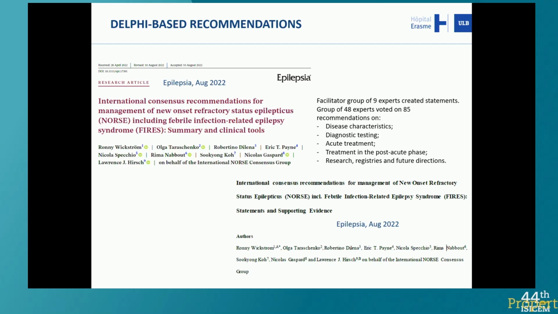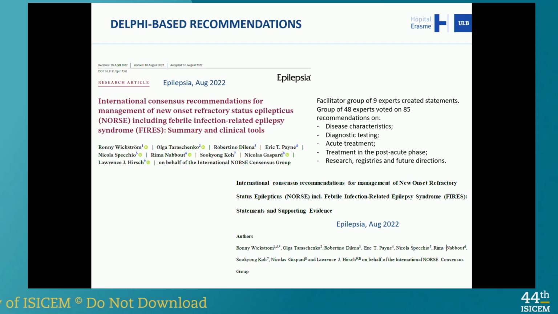We've put together some Delphi-based recommendations on how to approach a patient with NORSE or FIRES. There are two versions of the recommendations. I don't recommend this one. It's 85 pages plus supplements, so it's quite a bit. Unless you have a problem with insomnia, that's an excellent cure for your insomnia.